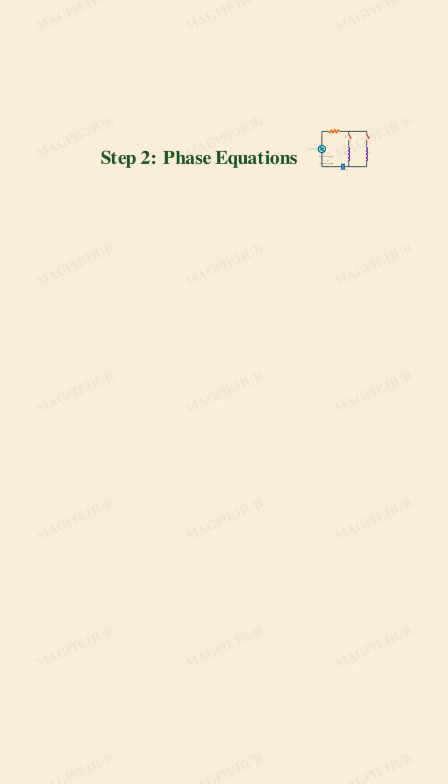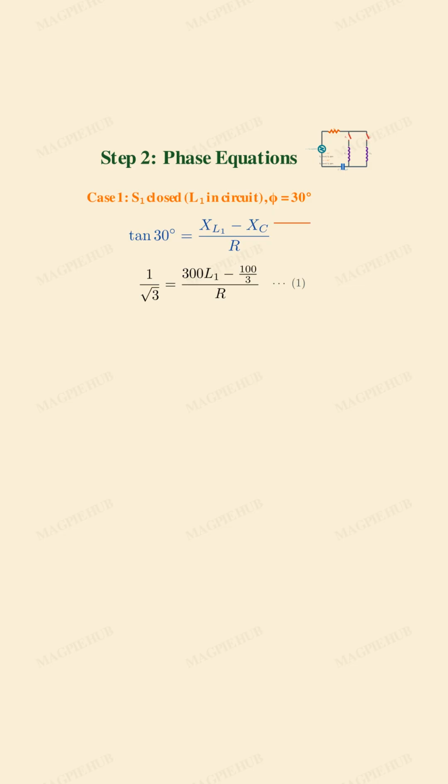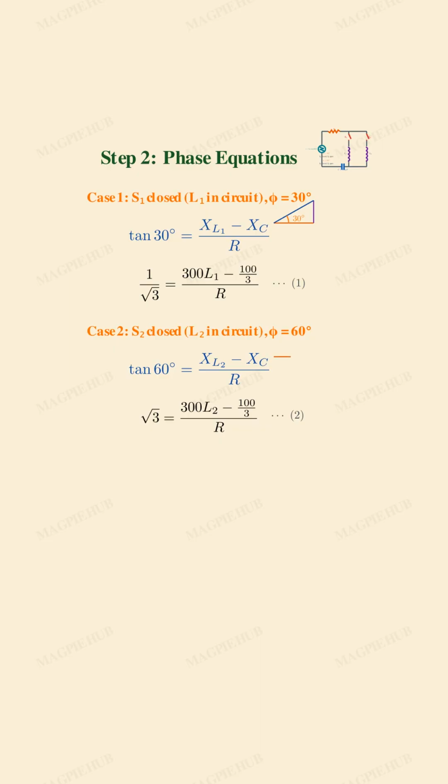Step 2. Set up the phase equations for each case. In case 1, S1 is closed so L1 is in the circuit. Tan 30 degrees equals XL1 minus XC over R, that gives us 1 over root 3 equals 300 L1 minus 100 by 3, all divided by R. This is equation 1. In case 2, S2 is closed so L2 is in the circuit. Tan 60 degrees equals XL2 minus XC over R, that gives us root 3 equals 300 L2 minus 100 by 3, all divided by R. This is equation 2.